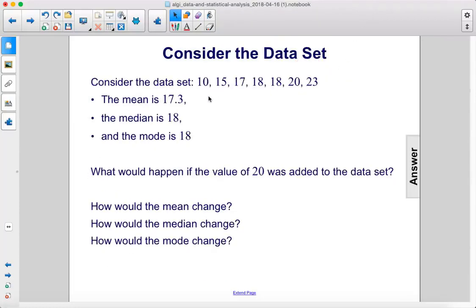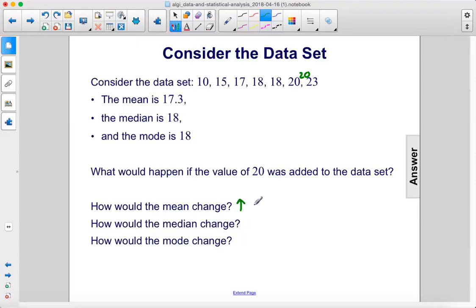Consider the data set. The mean here is 17.3, the median is 18, and the mode is also 18. What would happen if the value of 20 was added to the data set? So adding a 20 in here, how would the mean change? Well, the mean would go up because 20 is greater than 17.3, therefore the mean would increase.